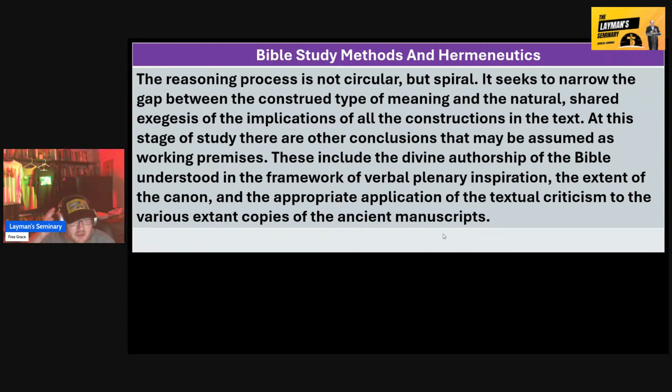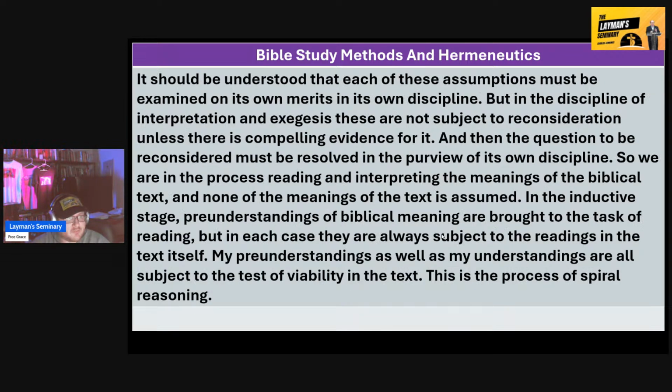These include the divine authorship of the Bible understood in the framework of verbal plenary inspiration, the extent of the canon, and the appropriate application of text criticism to the various extant copies of the ancient manuscripts. It should be understood that each of these assumptions must be examined on its own merits and in its own discipline. But in the discipline of interpretation and exegesis, these are not subject to reconsideration unless there's compelling evidence for it. And then the question to be reconsidered must be resolved in the purview of its own discipline.